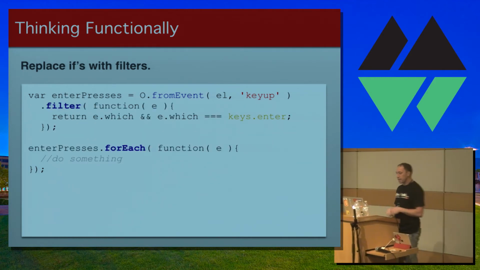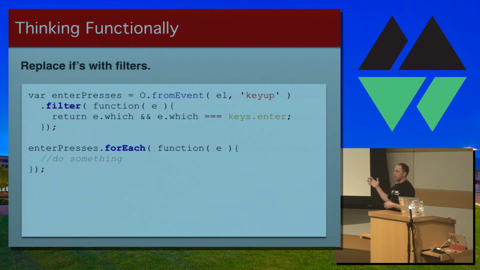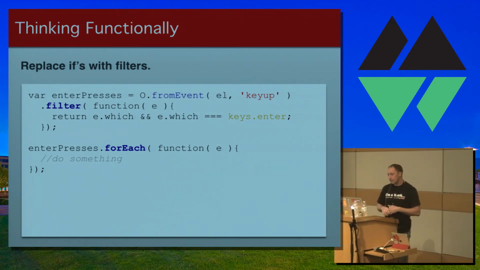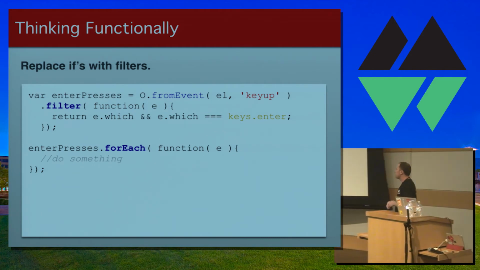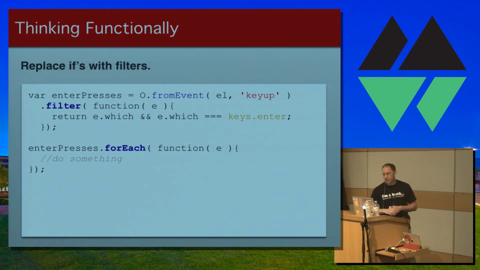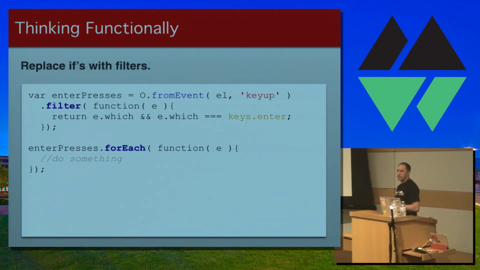So a more functional way to look at that problem is using filter, and we're going to create a variable called enterPresses. So our variable is going to be a little bit more specific to what we're trying to accomplish. And we're just going to do the same thing. We're going to say Rx.Observable.fromEvent keyups, and then we're going to filter out only our key presses, or our enter keys. Then we can loop through those enterPresses and do only the thing that we want to do for enterPresses in this particular forEach loop.